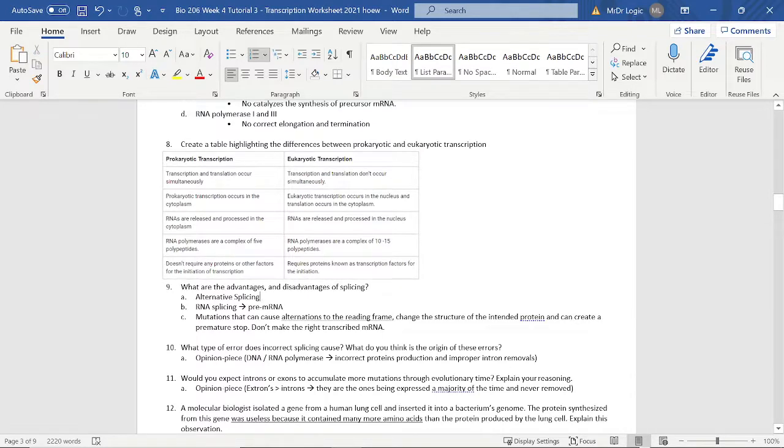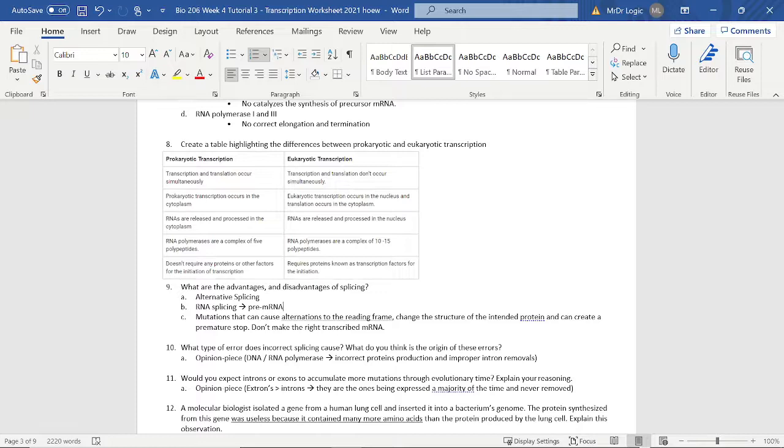Okay, so what are the advantages and disadvantages for splicing? For alternative splicing, I'll explain that later, but I'll first explain RNA splicing. Once you produce the RNA, you have pre-mRNA. This pre-mRNA has exons and it has introns. You already know what that is. But what eukaryotes desire is the exons only, because that's what's going to be specifically coded for.